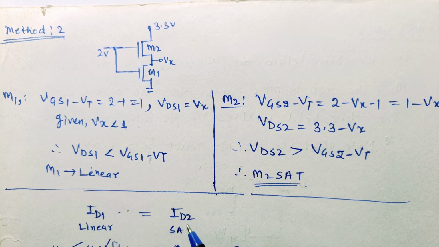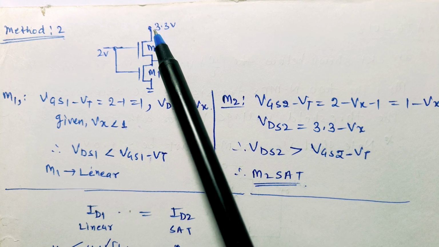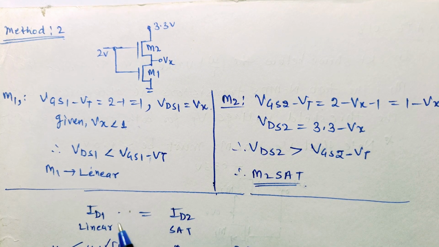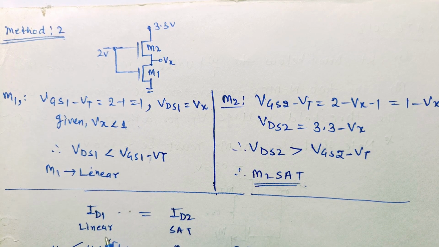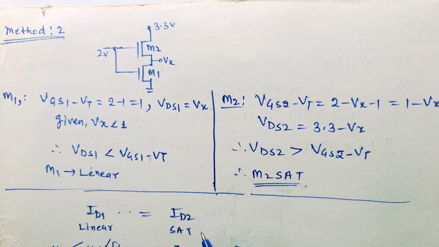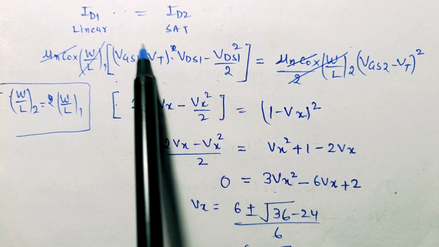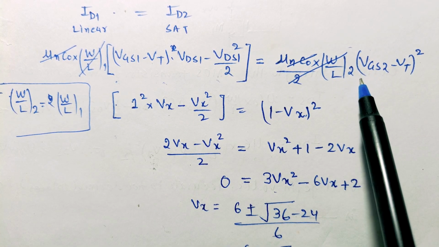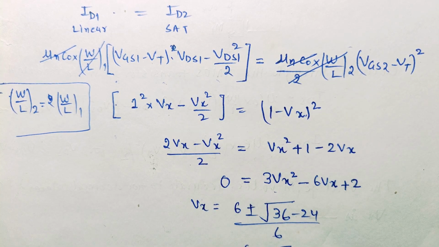We have found that M1 is in the linear region and M2 is in the saturation region. The ID current flowing through M2 will also be equal to that flowing through M1. ID1 will be equal to ID2, but since M1 is in the linear region, we apply the linear region formula, and since M2 is in the saturation region, we apply the saturation region formula. This is the formula for the drain current of a MOSFET operating in the linear region, and this is the formula for the saturation region. This is also given in the question, so we don't need to remember these formulas.